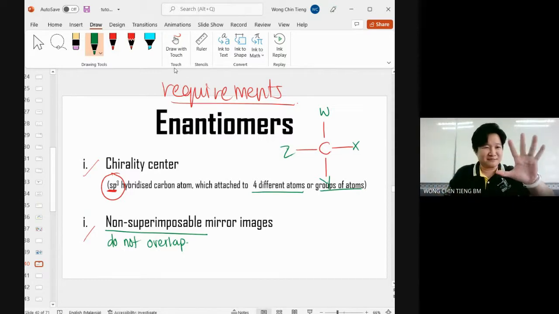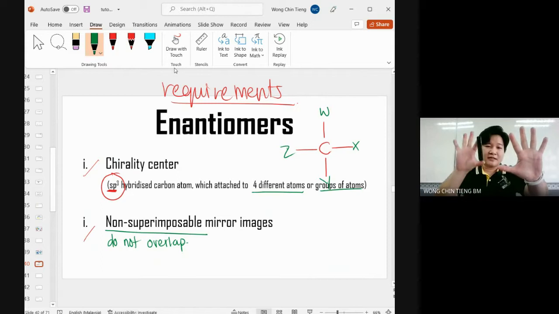This is my object. My hand is my object. Can you see me? My internet is quite good, right? Okay. This is my mirror. So my mirror is over here. Alright. So when you come across a mirror, with the mirror here, what happens is your mirror image.